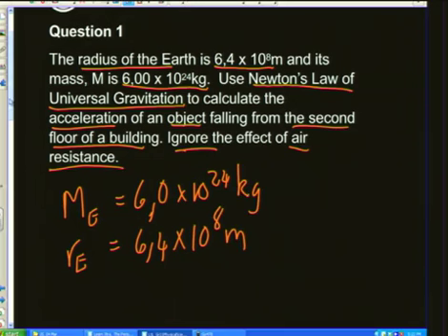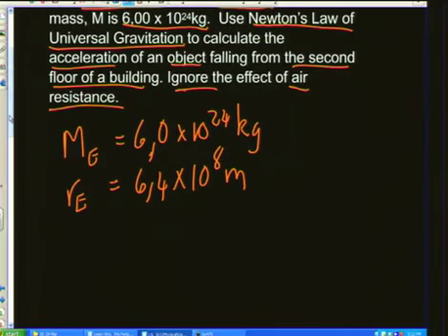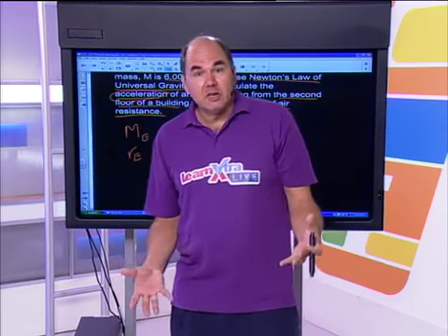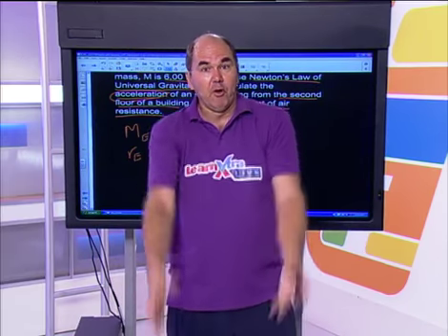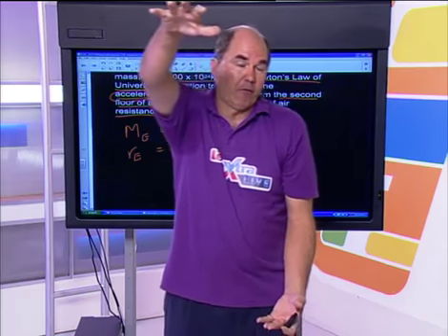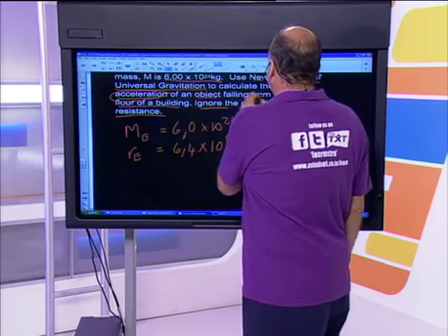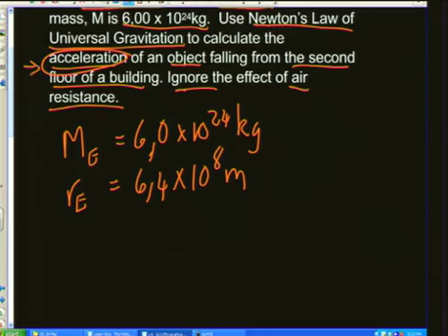And what we're asked to do is to find the acceleration of an object falling from the second floor of the building. Hey, this seems impossible because I don't know anything about the object. I just know that it's falling down towards the ground. It's the second floor of a building, not very high, so we can ignore air friction. What am I going to do? What it's asking me to do is to calculate the acceleration. Where am I going to get all this stuff?